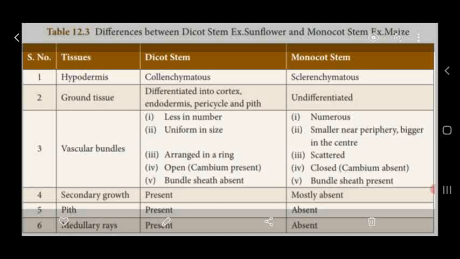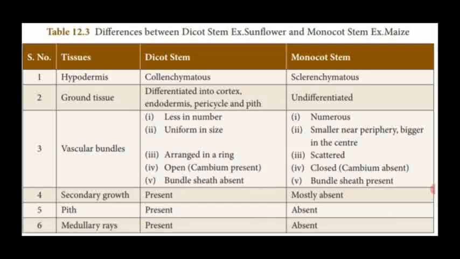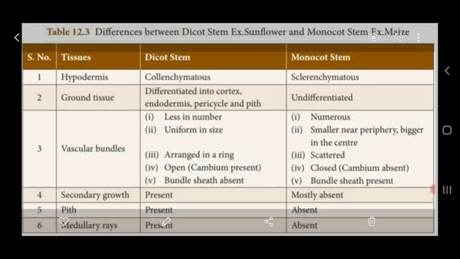Then the size of the dicot stem vascular bundle is uniform, but in monocot stem, it varies. Towards the periphery, it is smaller in size. When it goes towards the center, it is bigger. Then arrangement of vascular bundle: in dicot stem, it is arranged in the form of a ring around the pith region. But in monocot stem, the vascular bundles are scattered in the ground tissue.